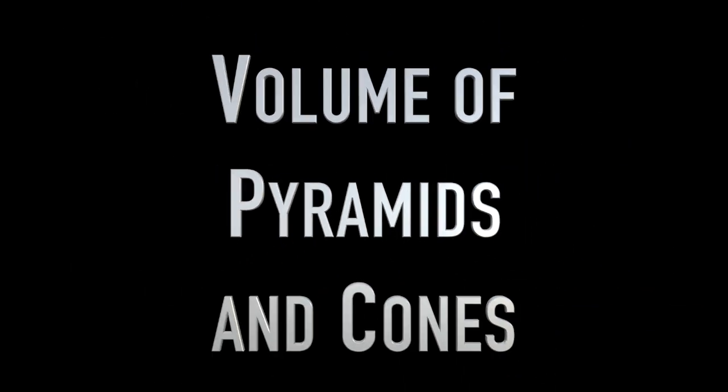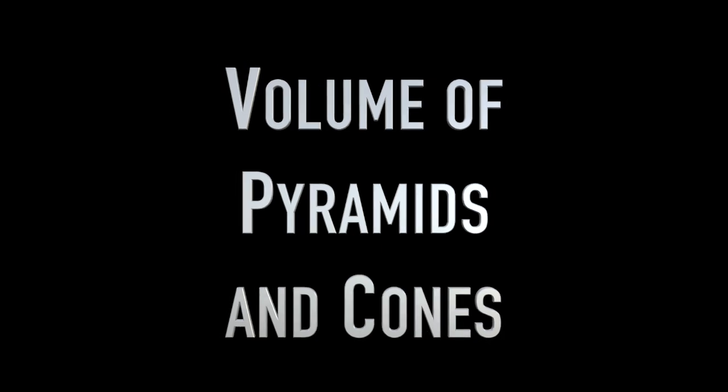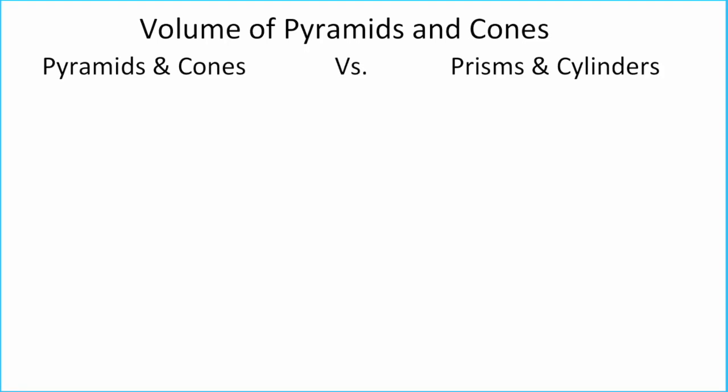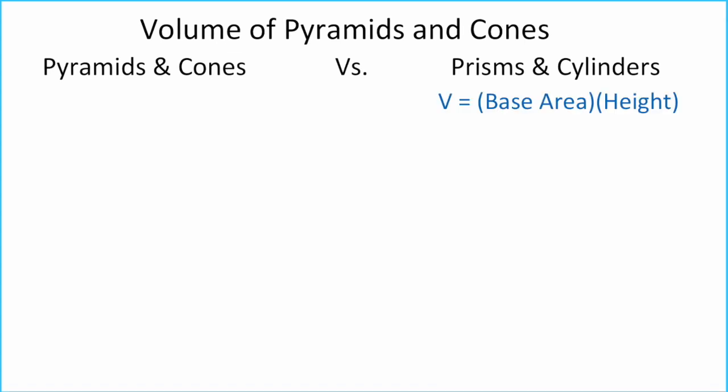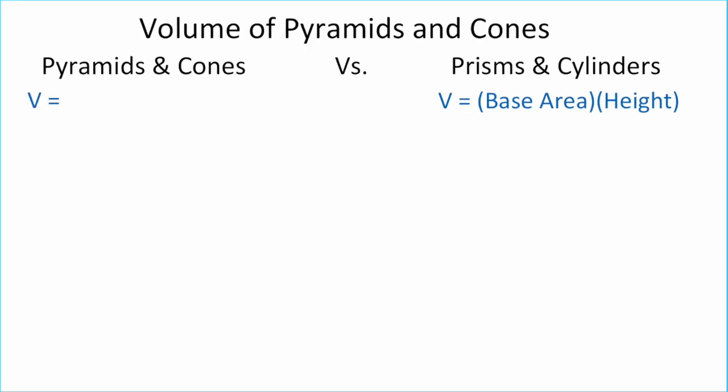In this video, we're going to take a look at the volume of pyramids and cones. So, pyramids and cones versus prisms and cylinders, which we previously learned. We remember that the volume for prisms and cylinders is the base area times the height. So let's figure out what the volume formula for pyramids and cones is.